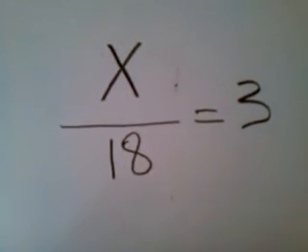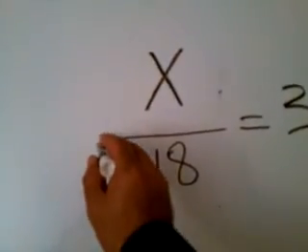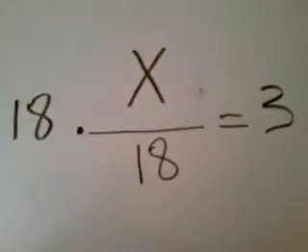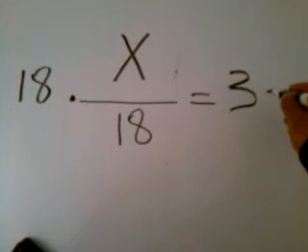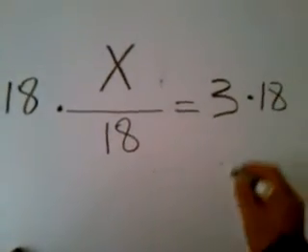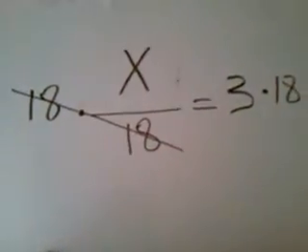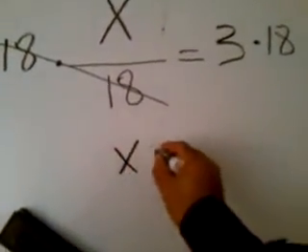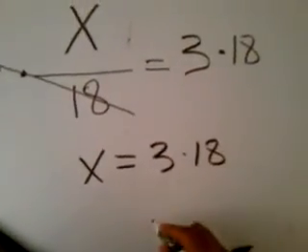And the inverse operation of division is, you guessed it, multiplication. So I'm going to multiply this side by 18. And whatever I do to one side of the equation, I have to do to the other side of the equation. So now these 18s cancel out, and I'm left with x equals 3 times 18.